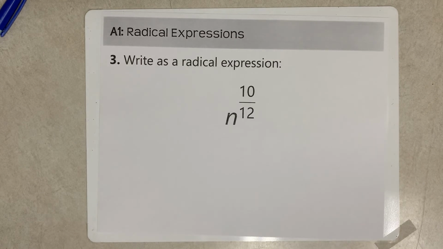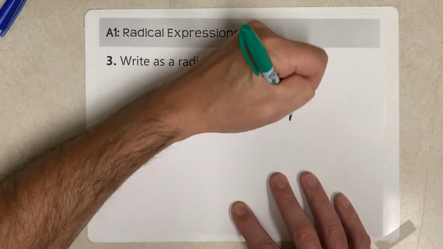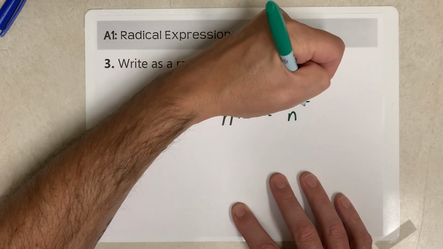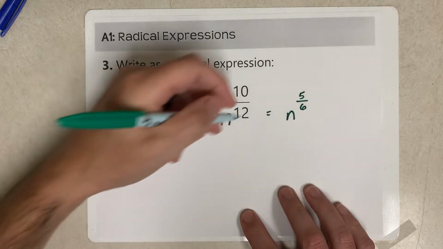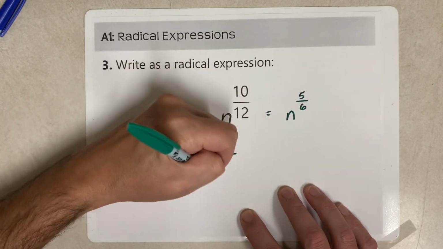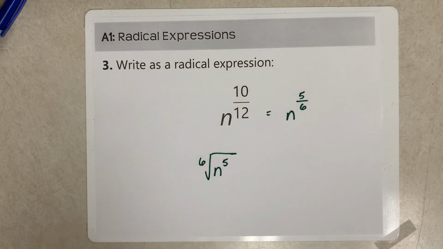Okay, this one, 10 over 12, I'm actually going to do something first here. I'm going to take that 10 over 12 and simplify it. That would simplify into 5 over 6. And so now I'm going to put the 6 on the outside. I'm going to put the n on the inside with the 5th power, and I'm done with that one.